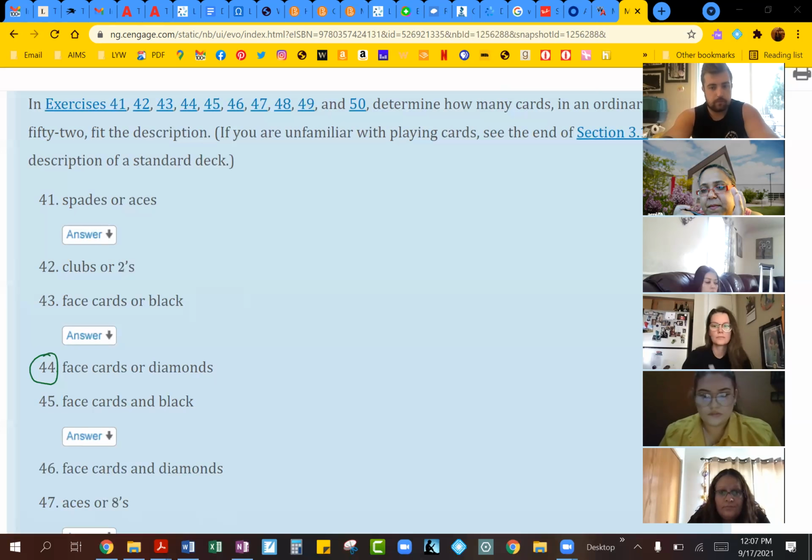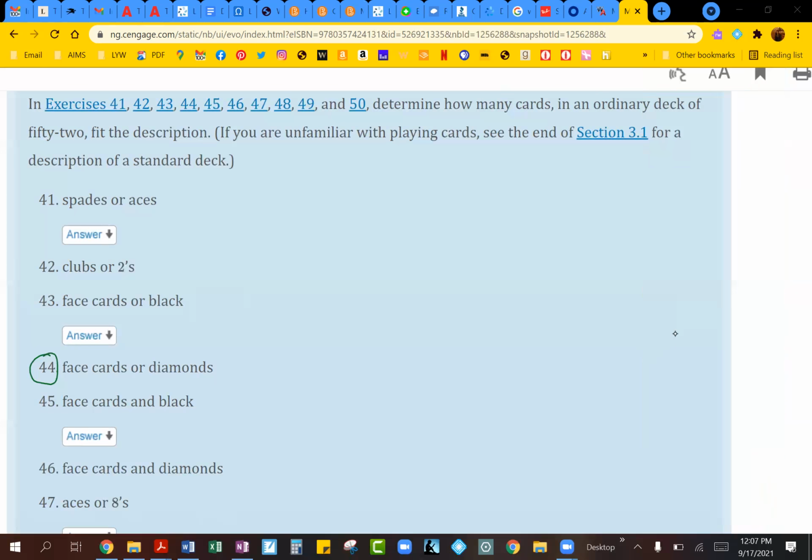16? Because it would be the 4 face cards in every suit. Okay. And then how many diamonds do we have? 13, I am thinking.